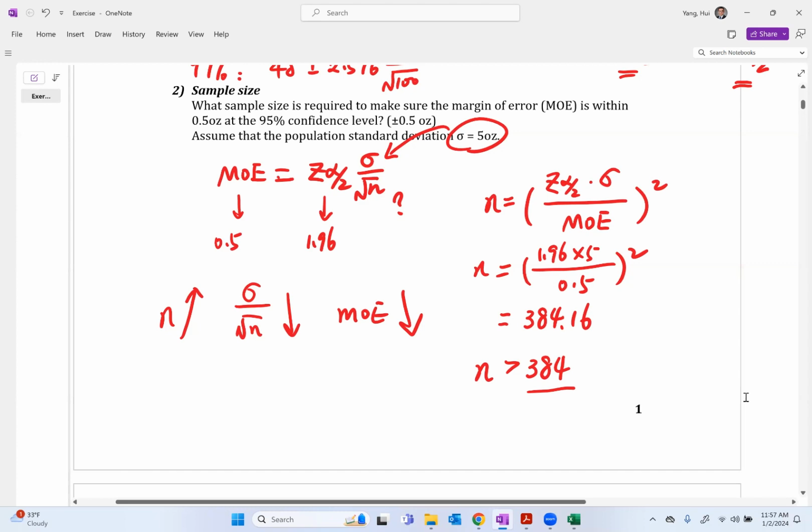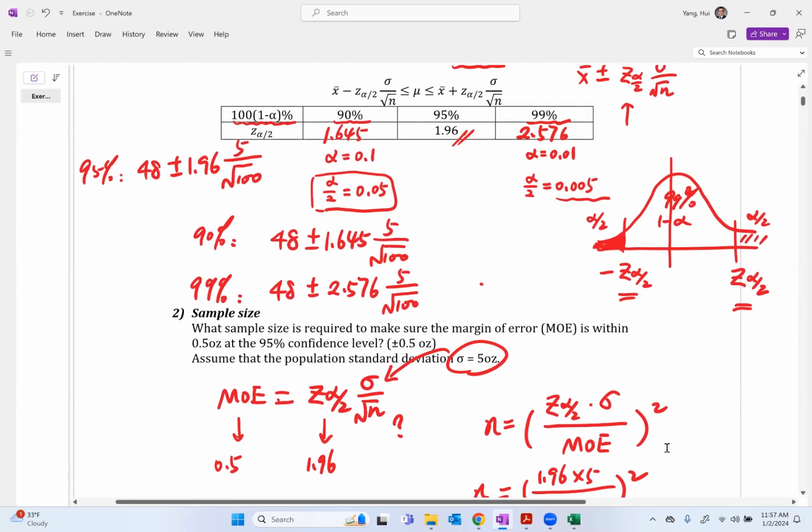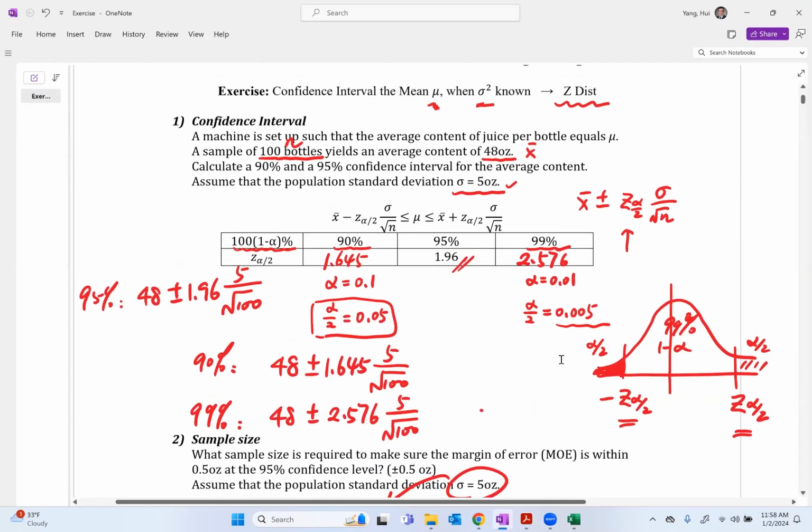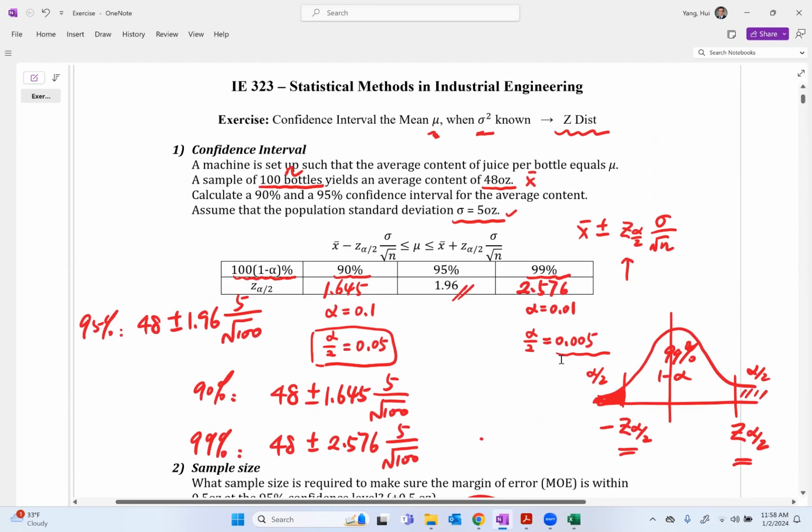So this finishes the first exercise. Hopefully this exercise gives you some ideas on how to find the critical values through this table, and also how to get the confidence interval on the population mean when the population variance is known.